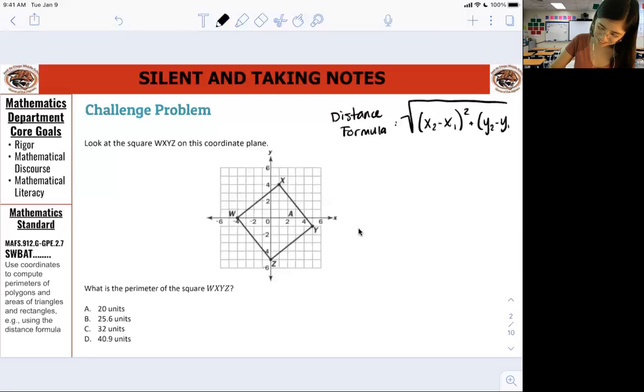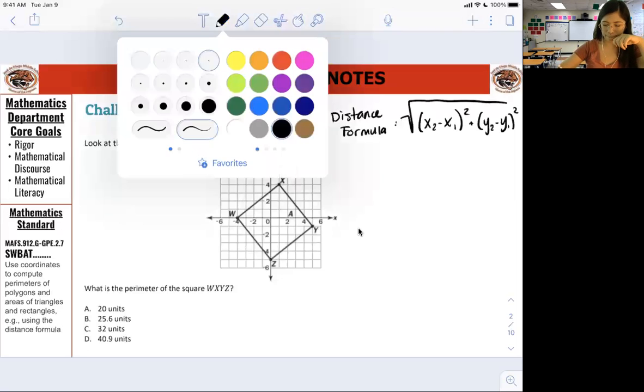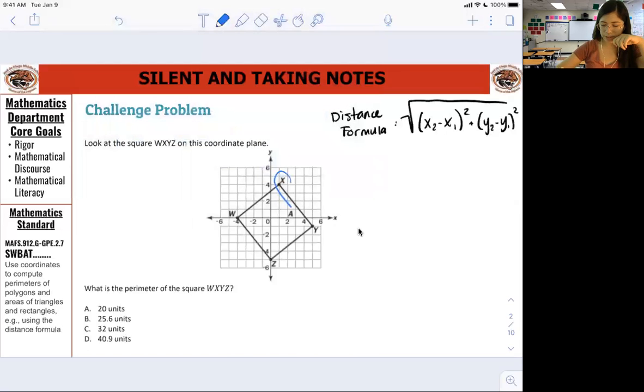Also, the answer to this question is A, 20 units. Okay, let's find out. How did you get that, first of all? I counted the sides and multiplied it by 4. You counted the sides. How did you count the sides? I counted the amount of units on the side, the length of the line. So you counted like this, for example. Yes.